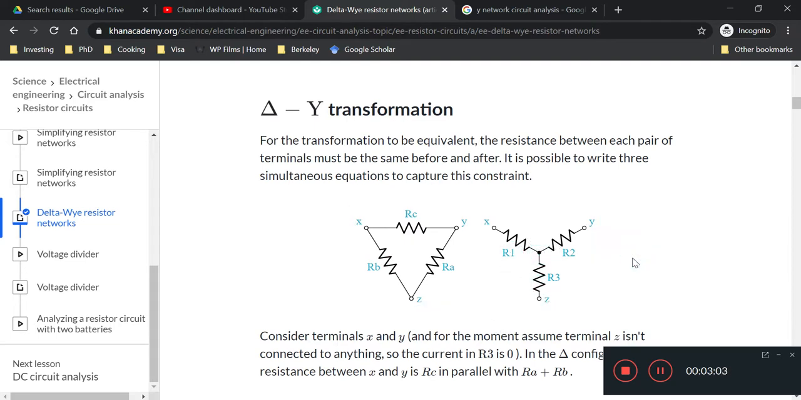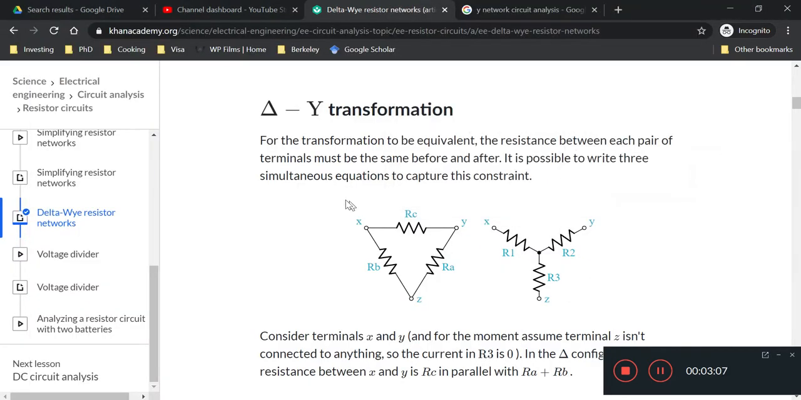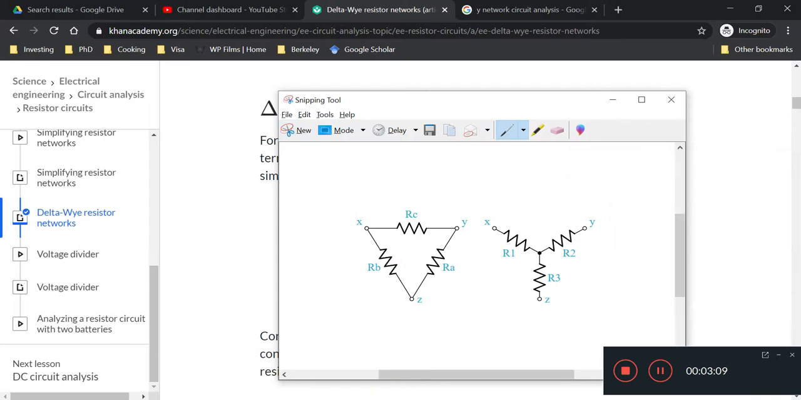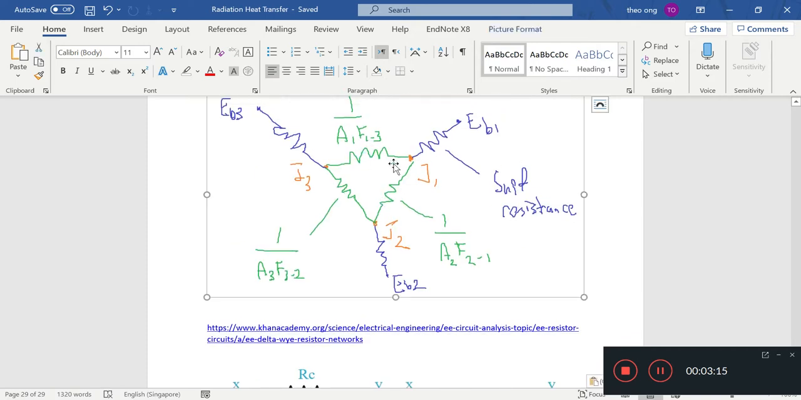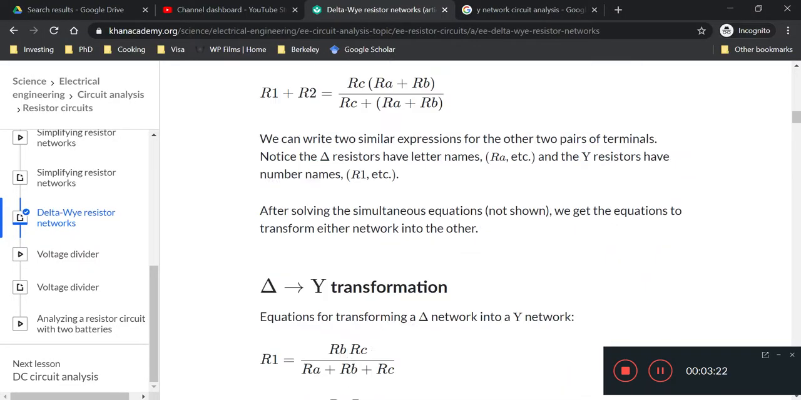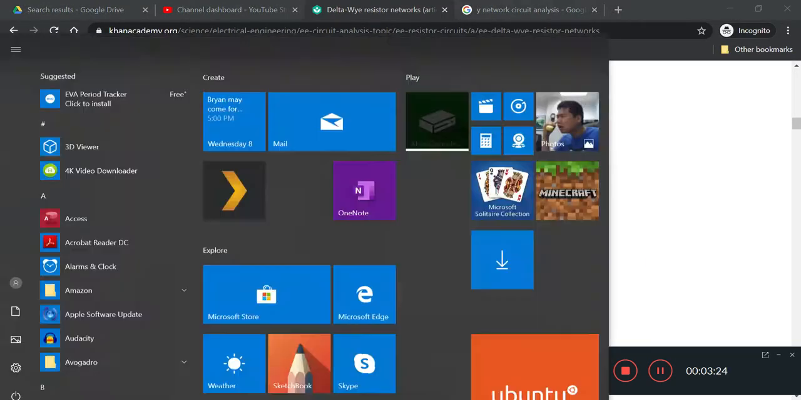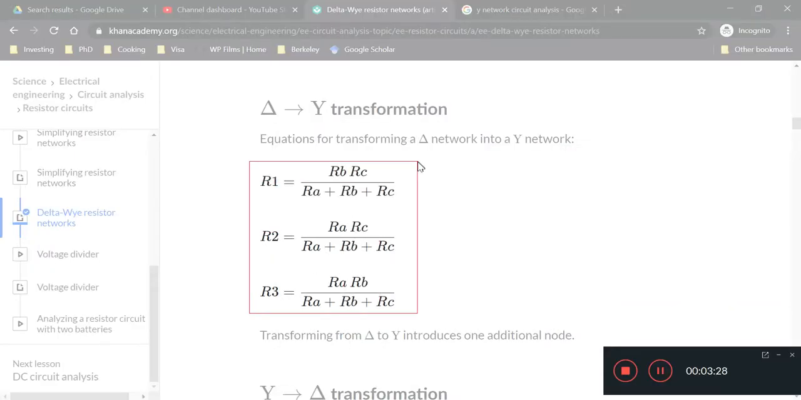Okay, so this is from Khan Academy, so I probably want to put that link in the description. So I'm just going to copy and paste what this is about. So basically I can transform this into this, which is probably much simpler to solve, so I don't have to think about all the parallels and everything. So what are the appropriate resistances? They are written here.